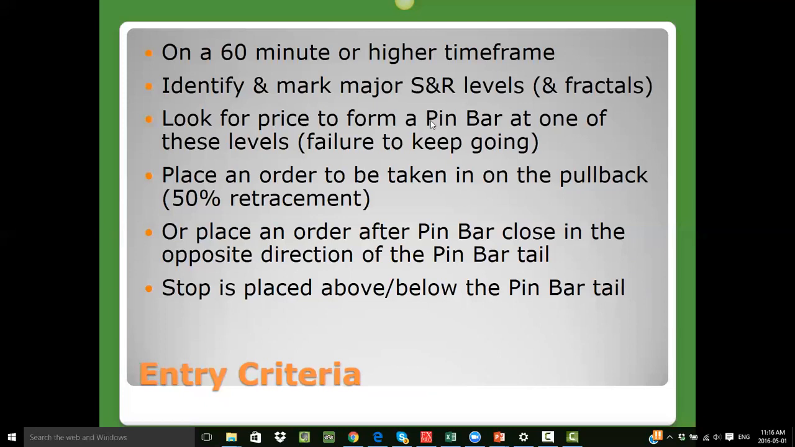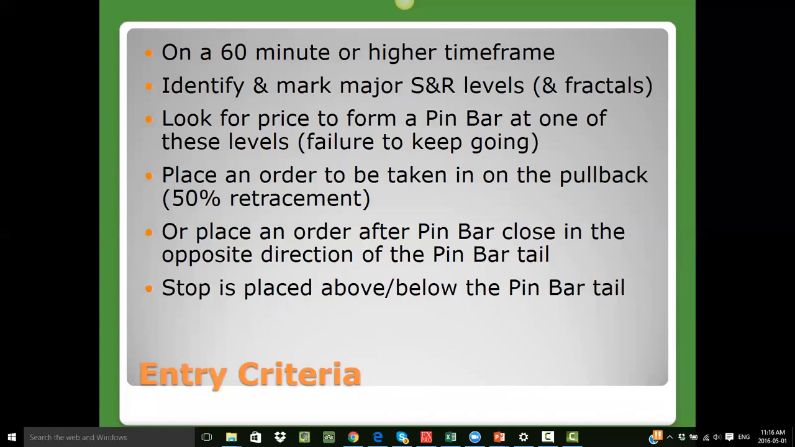And again, we are looking for price to form a pin bar. So we are looking for a long tail and a small body, which would suggest that the price is actually getting rejected. So there will be some traders, the breakout traders, who would think that that level is getting broken, and they would not wait for confirmation, and they would enter that trade in the wrong direction. We don't want to be one of those.